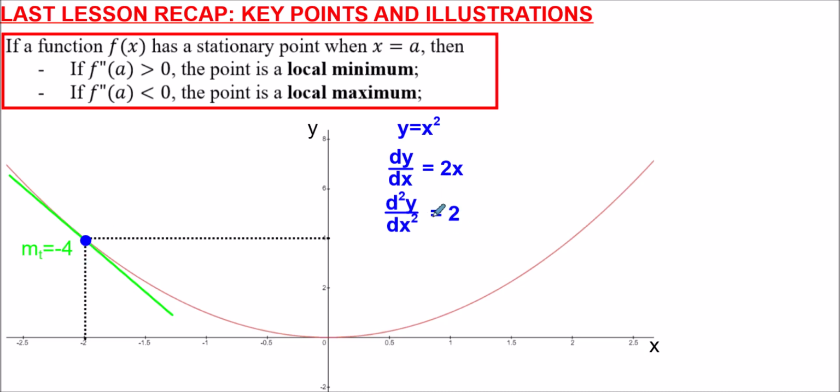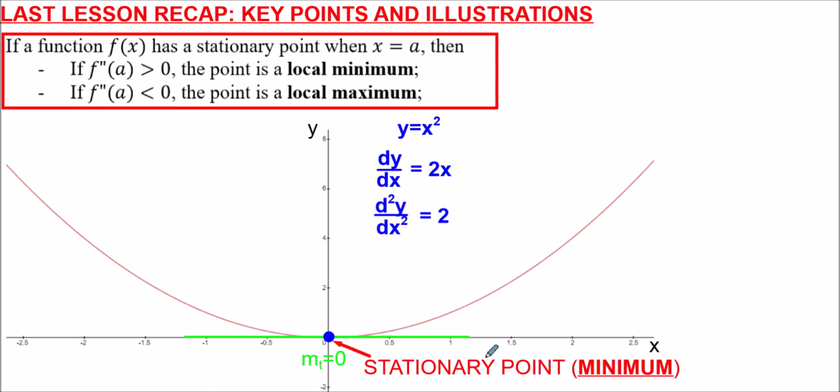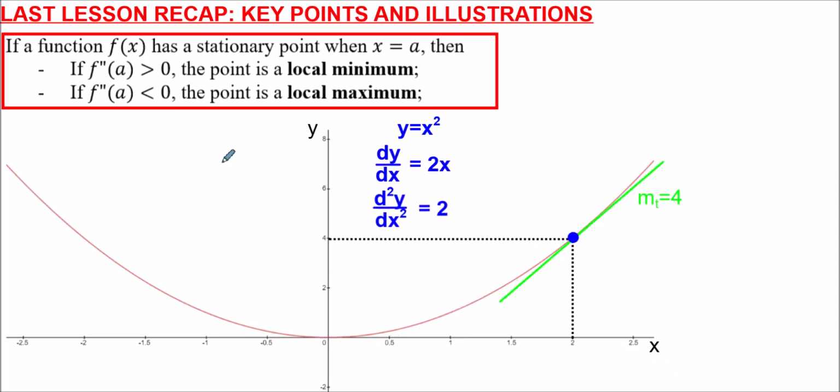The point being, I want to try and show you what this second order derivative actually means in a practical example. So next along, imagine when x is minus 1, the gradient is minus 2. When x is 0, we have the stationary point, which is a minimum, as you can see. When x is 1, the gradient of a tangent is 2. And when x is 2, the gradient of a tangent is 4. So let's put this all together.